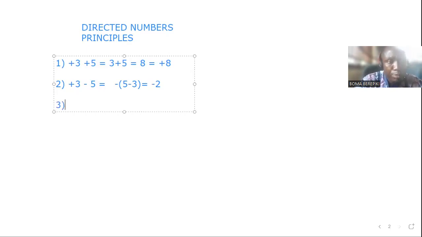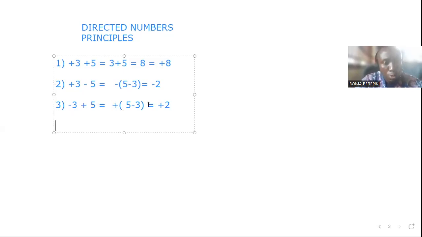Number 3. In the case where the negative number is in front of the small number, and you have a positive sign in front of the big number, what do you do? You still do the normal subtraction that you're used to, which is 5 minus... You do the normal, but don't forget, because the big number has a positive sign, your answer will be positive. So that will give us plus 2, okay? Plus 2.